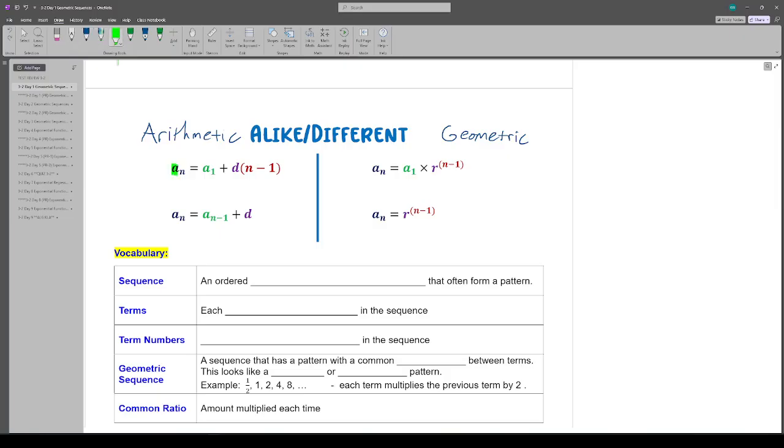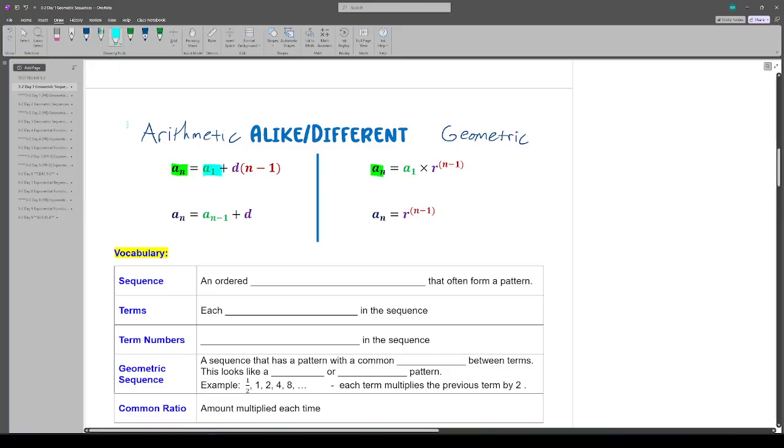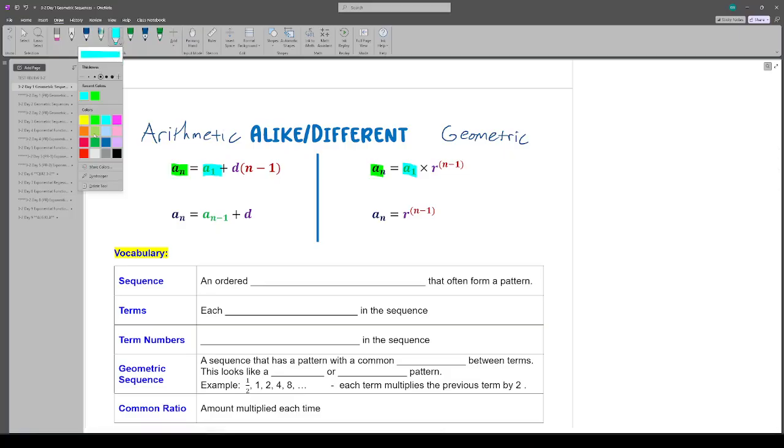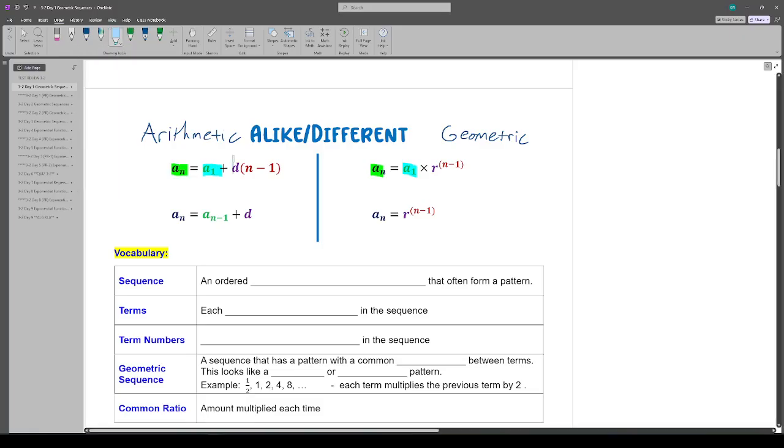So we have an here and an here. We have a1 and a1. So we start the same way by looking at where the sequence begins. Then instead of plus d, we have times r.